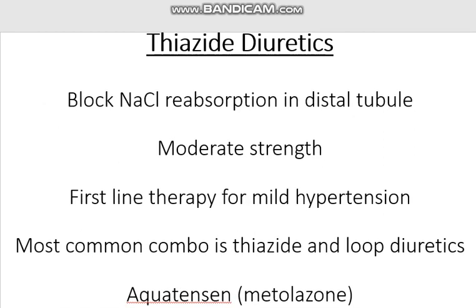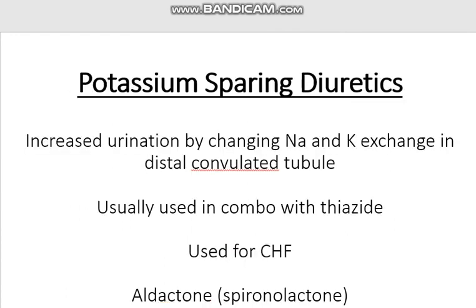Thiazide diuretics block NaCl reabsorption in the distal tubule. They are moderate strength and the first line of therapy for mild hypertension. The most common combo of diuretics is thiazide and loop diuretics. Zaroxolyn, also known as metolazone, is the main drug used.